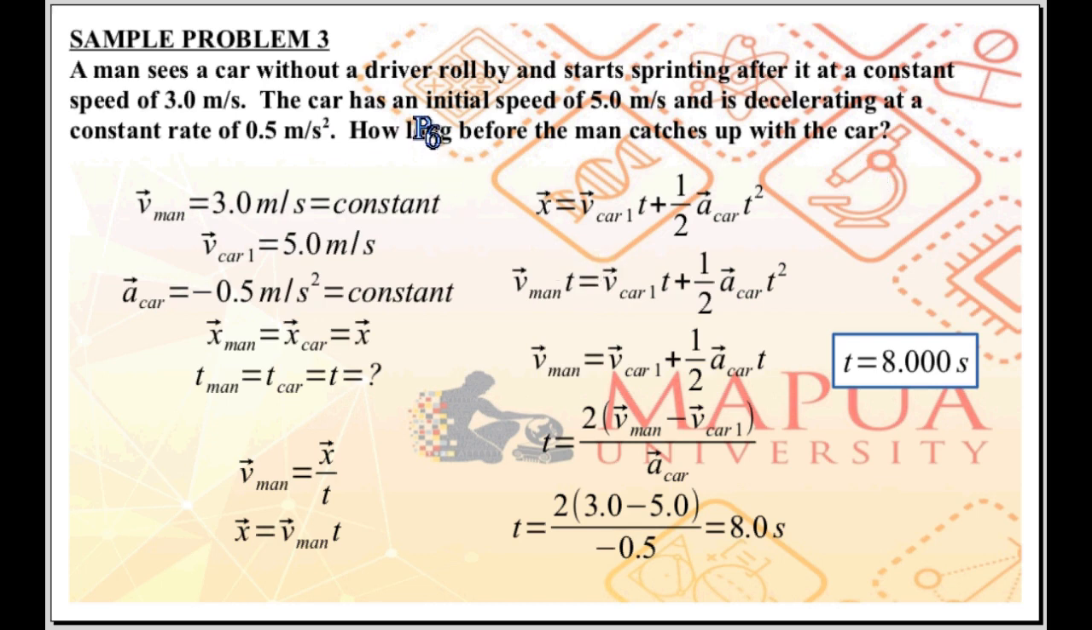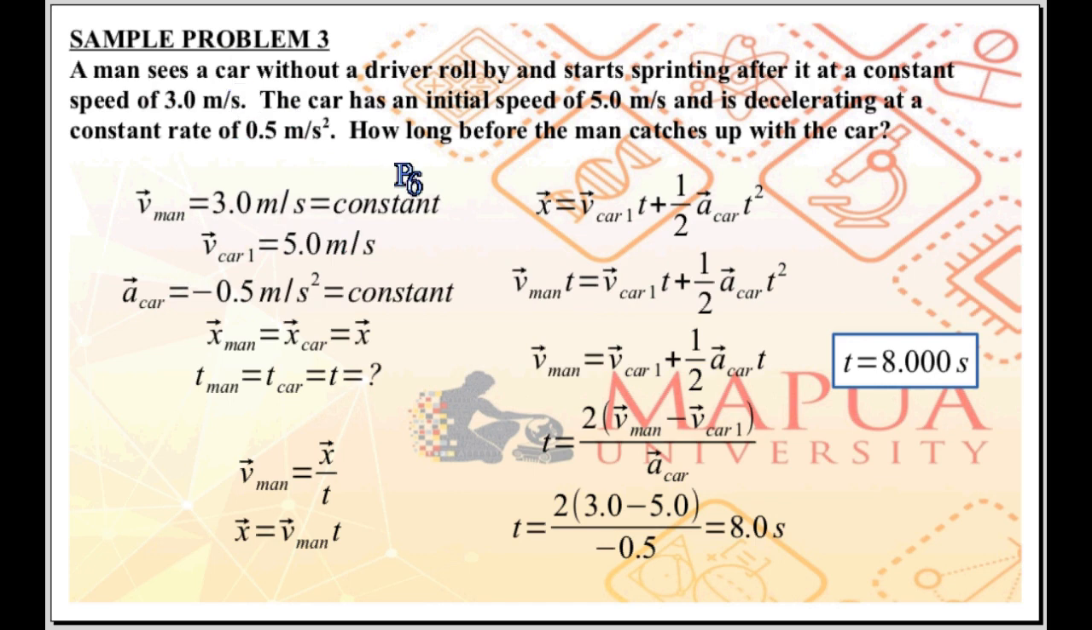In this particular problem, you have two objects. In the previous two problems that we covered, only one object is being considered. Only one object is moving in a straight line. In this problem, we have two objects, the man and the car. So, we need to take into account the motion of these two objects.